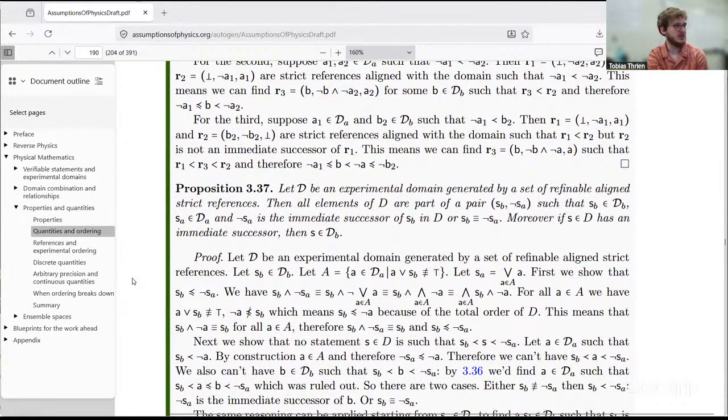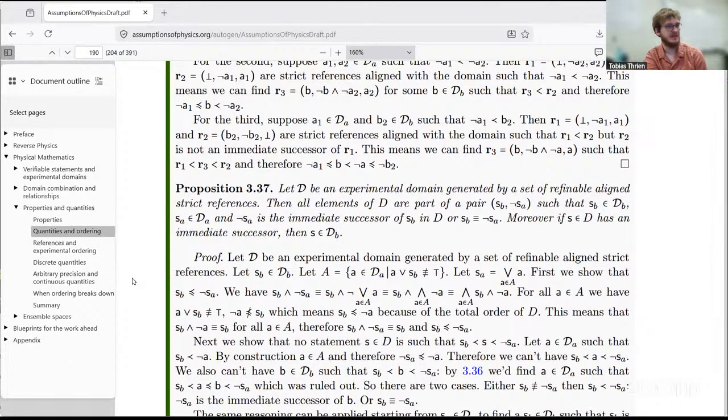Then another proposition. Let D be an experimental domain generated by a set of refinable, aligned, strict references. Then all elements of D are part of a pair SB, not SA, such that SB is in D_B, SA is in D_A, and not SA is the immediate successor of SB in D, or SB is equivalent to not SA.